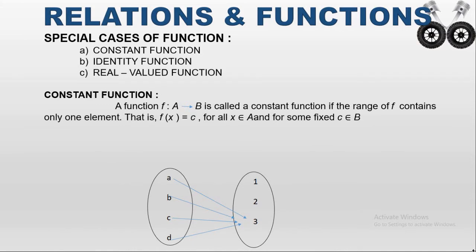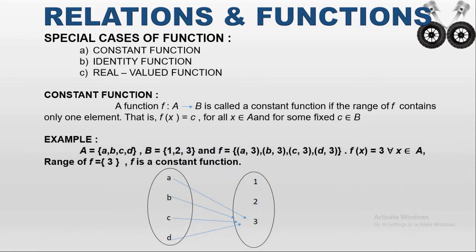A function is called a constant function whenever the range of f contains only one element. For example, here we have the set A containing a, b, c, d. How many elements are there? Four elements. Then the set B contains three elements: 1, 2, 3. What is the function given here? (a, 3), that is, a is mapped to 3. Then (b, 3), that is, b is mapped to 3, and (c, 3), that is, c is mapped to 3, and (d, 3), that is, d is mapped to 3.